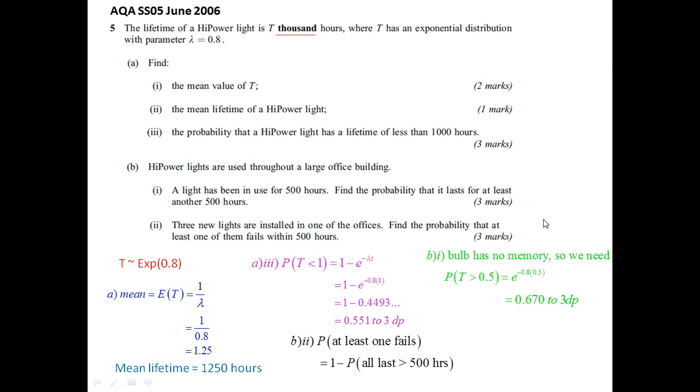Part 3. 3 new lights are installed in one of the offices. Find the probability that at least one of them fails within 500 hours. At least one fails would be 1 minus the probability that all last greater than 500 hours, i.e. none of them fail within the 500 hours. So 1 minus they all last more than 500 hours. There's 3 bulbs and we want them to last more than 500 hours, so each bulb has to last more than 500 hours. So we've got e to the minus 0.8 times 0.5 cubed, as there's 3 bulbs, and then I want that taken away from 1, so I get 0.699 to 3 decimal places.